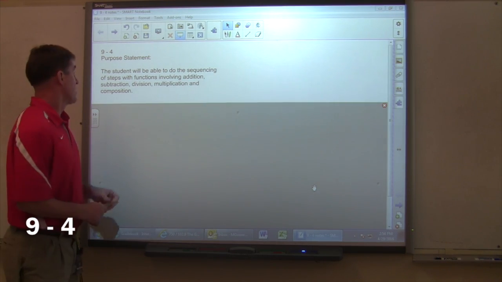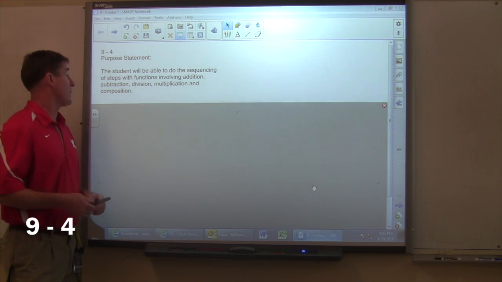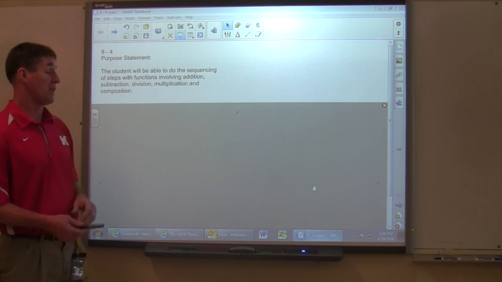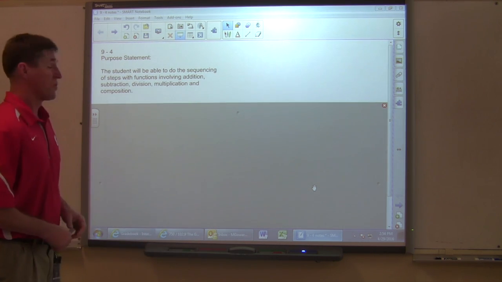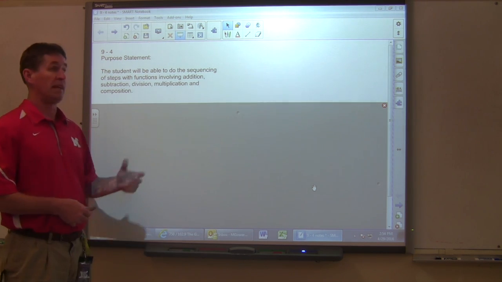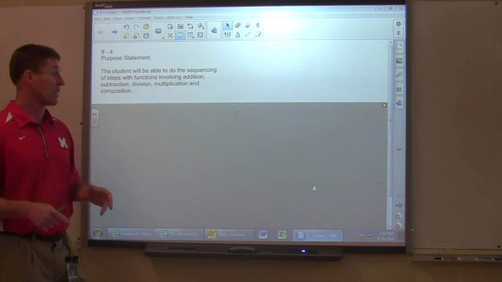All right, today's lesson is on 9.4, and our purpose statement is the student will be able to do the sequencing of steps with functions involving addition, subtraction, division, multiplication, and composition. A lot of this is really similar to what you've done already in Algebra 1 and Algebra 2 earlier this year. The difference is it's going to look a little bit different.